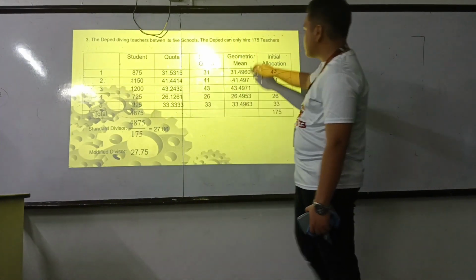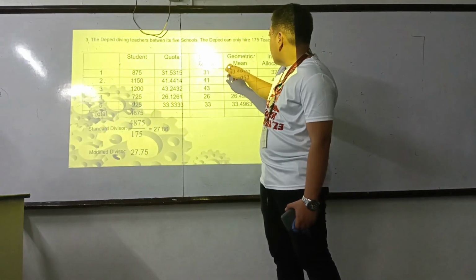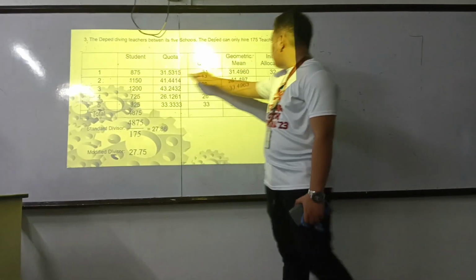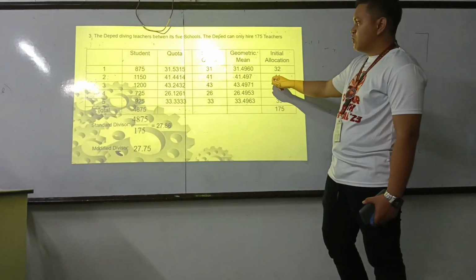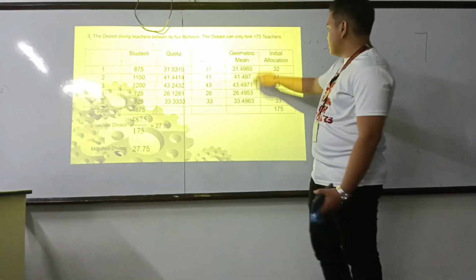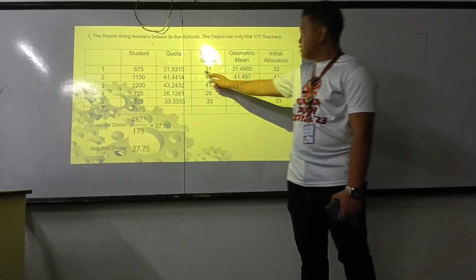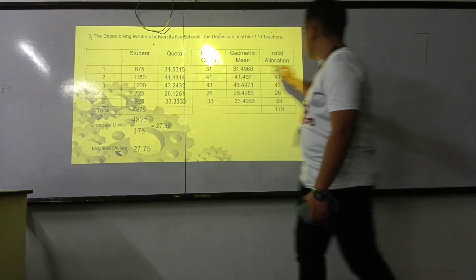As you can see, the geometric mean is lower than the quota, so we add 31 plus 1, which is 32. Before, the quota was lower than the geometric mean, so it was 31. But in this case, the quota is higher than the geometric mean, so we have 32.